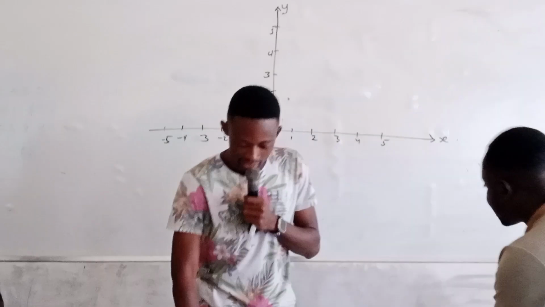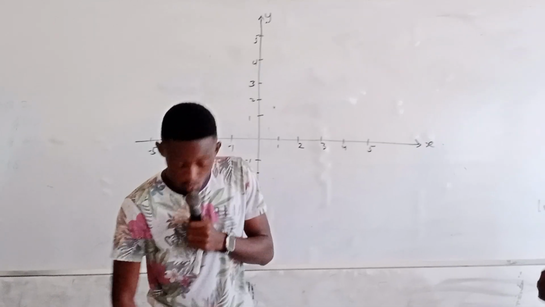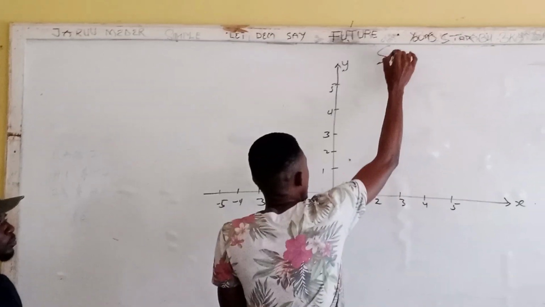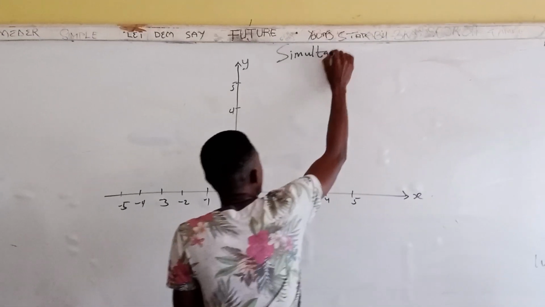All right. So today our lesson is simultaneous equations. With simultaneous equations, there are three ways of solving them. The first method is to solve using the elimination method. We have the substitution method, and the last is the graphical method. But today, the subtopic is to solve simultaneous equations using the graphical method.